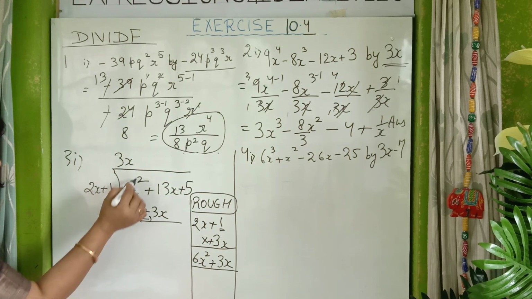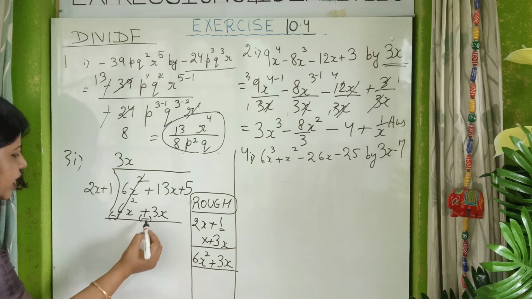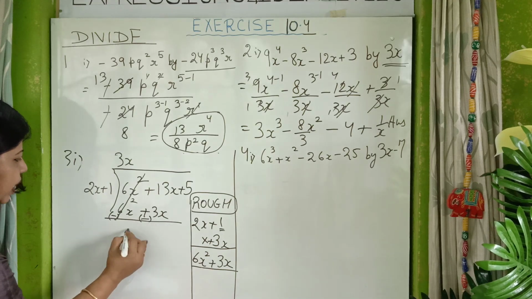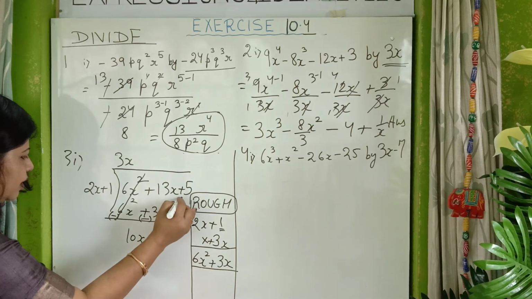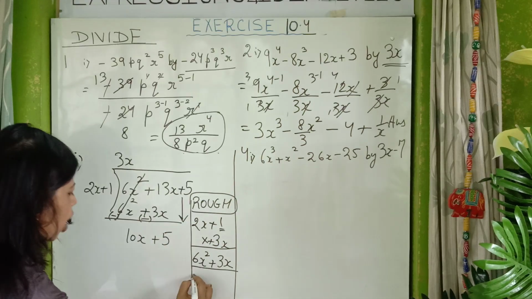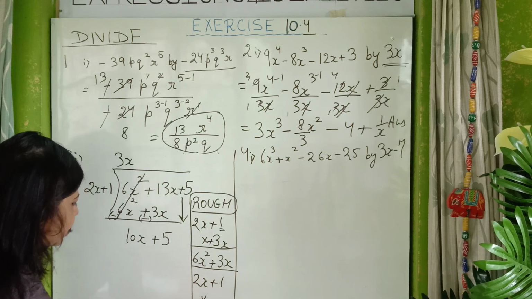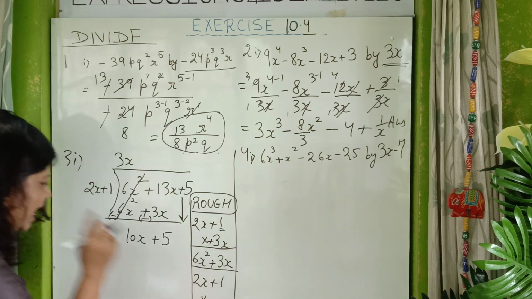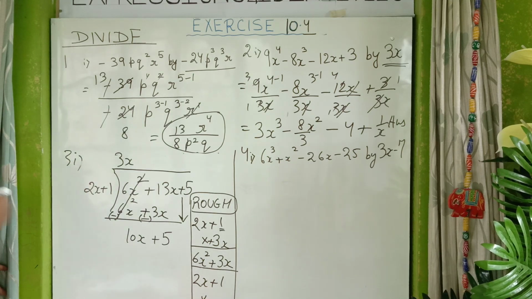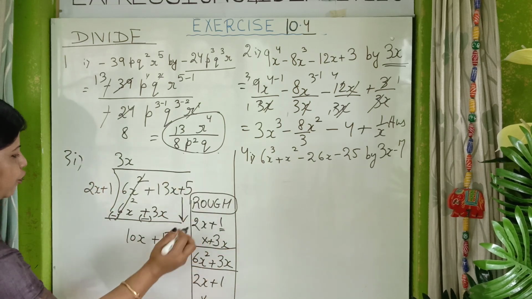So 6x square minus 6x square, cancel off. Plus 13 minus 3, your answer will be plus 10x. And you bring down the next one, so plus 5. So now you have to multiply 2x plus 1 with such a number that you get at least 10x to cancel it off. Followed? I am going very slow, children, and that is why this rough work I am doing.